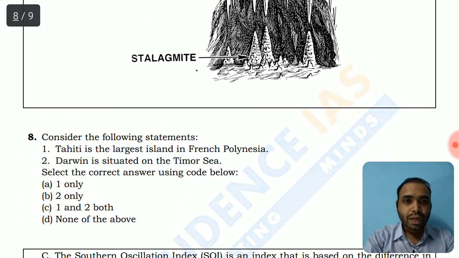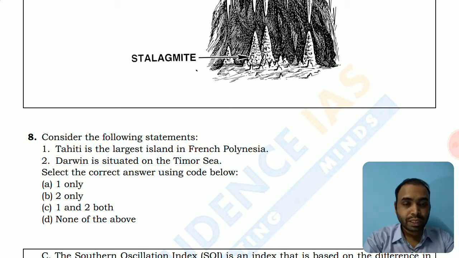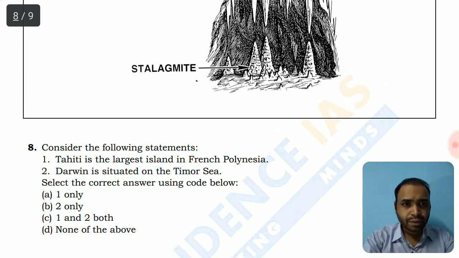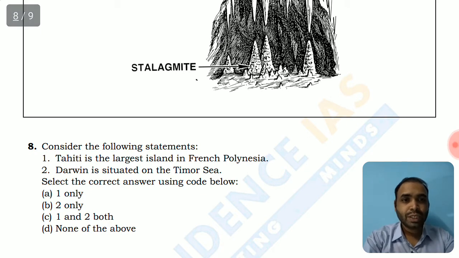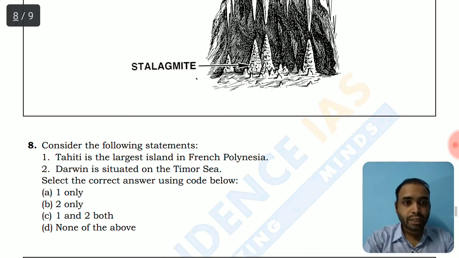Consider the following statements. This is about the Southern Oscillation Index, which was developed to detect the presence of El Nino. The Southern Oscillation Index is developed by measuring the pressure difference between the Tahiti and Darwin stations. Tahiti is the largest island in French Polynesia. French Polynesia is in the southern Pacific. It is a combination of around 100 smaller islands.